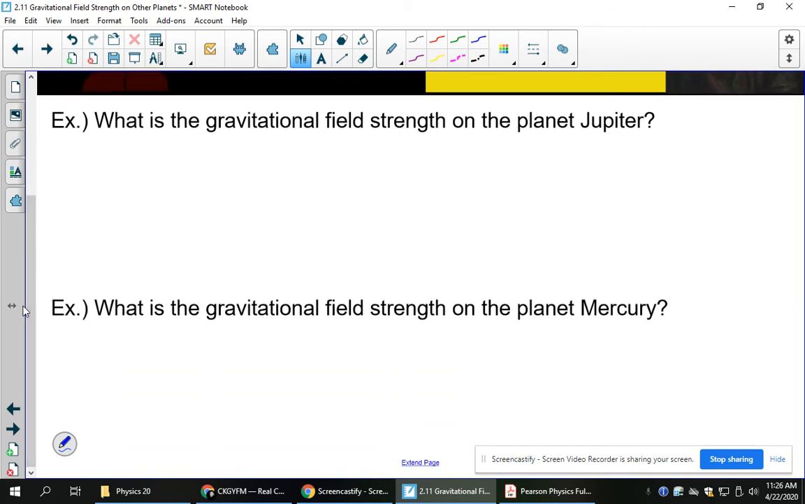What is the gravitational field strength on the planet Jupiter? Pause the video, look on your formula sheet to find the formula, look in your textbook to find the mass and the radius, and see if you can get the same answer as me. There's your formula. Here's your substitution step.